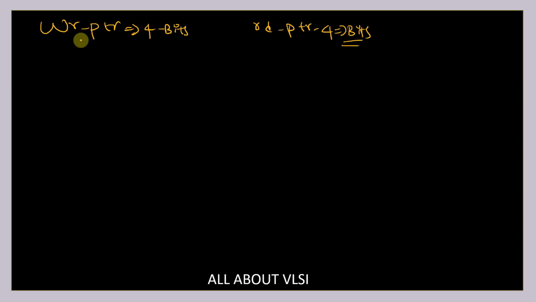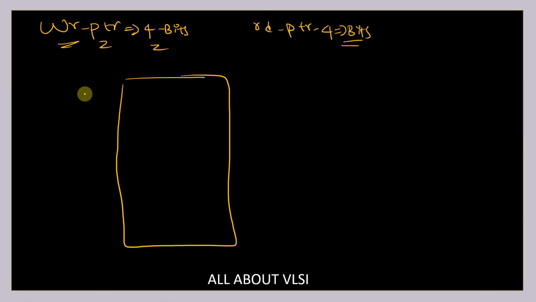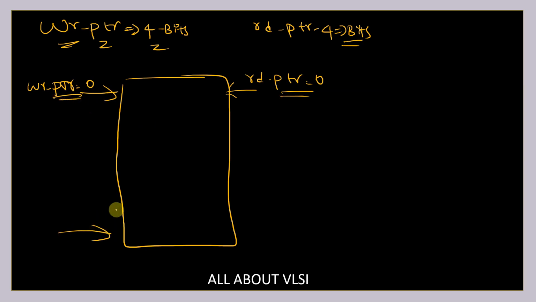In this particular case, what are you going to do? Write pointer, if it is at 0, and read pointer, if it is at 0, then your empty is equal to 1. But let's say if the write pointer is at location 8, that is the last location, which is 1000, and the read pointer is at 000, then this is nothing but my full equal to 1.